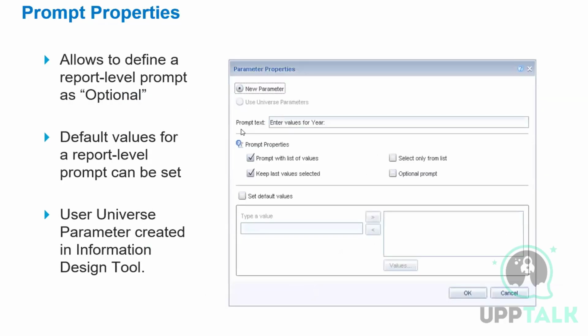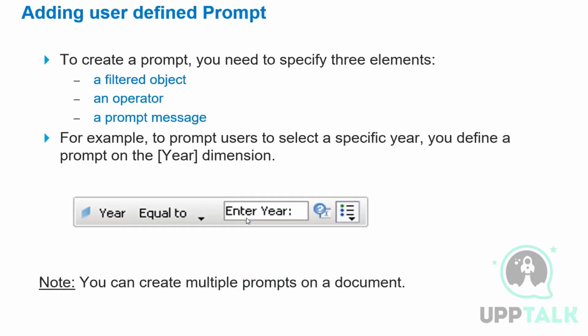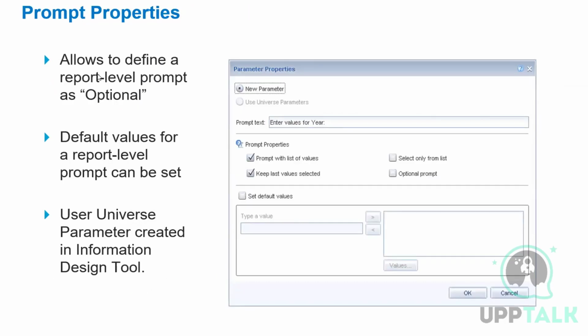These are the prompt properties available. These are the properties like prompt with list of values, select only from list, optional prompt, keep last values selected. If we check this optional prompt, then it is not a mandatory prompt. So if the user doesn't want to give any values, the report will still run. Then that prompt will not be visible in red color, rather it is visible in the normal black color. So it is optional.